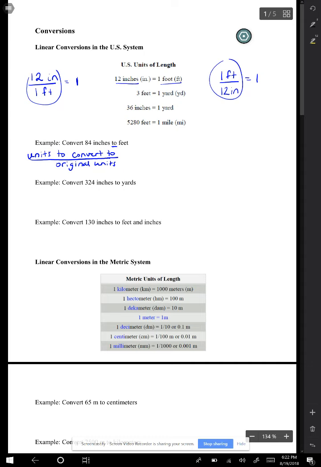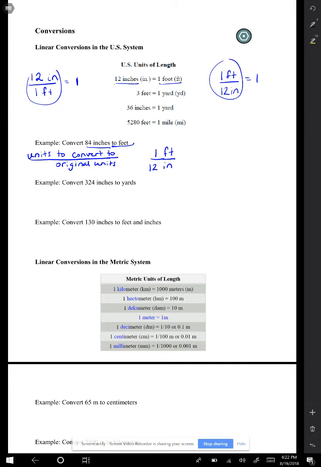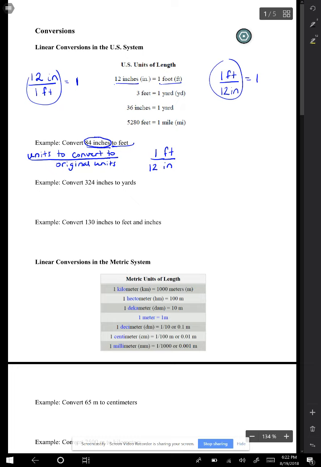So on this first example, we want to convert to 2 feet. Since I'm going to feet, feet goes in the numerator, or on top, and the original units were inches, so that will go in the bottom. So my conversion that I will use is that 1 foot is 12 inches, so I will use the 1 over 12 instead of the 12 over 1. And what we do with that is real simple. We multiply it by our original problem that they gave us, which in this case was 84 inches.